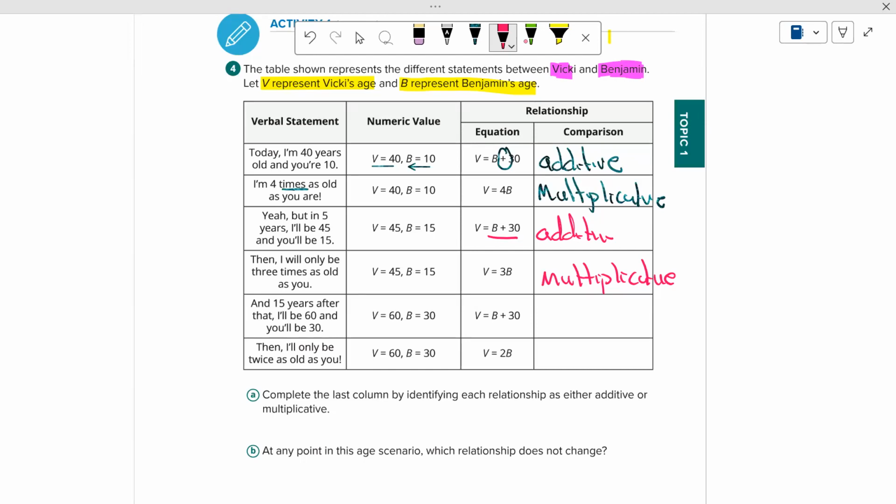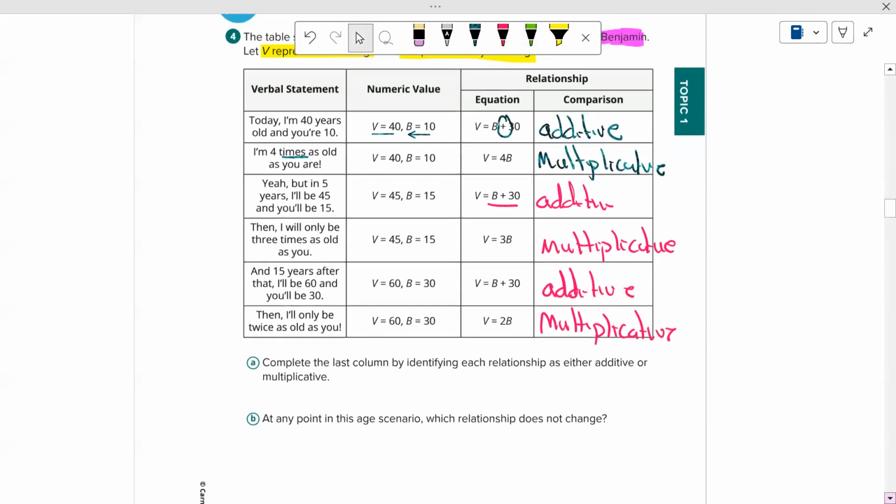All right, so for the next one, you should have got additive. And the final one should have been multiplicative. Hopefully y'all got the same answers as I did. No, what am I kidding? I know you did because you're bright as heck. So let's scroll a little down.